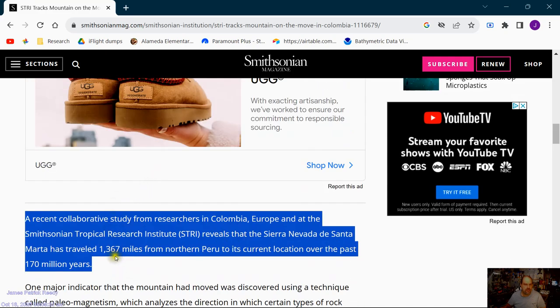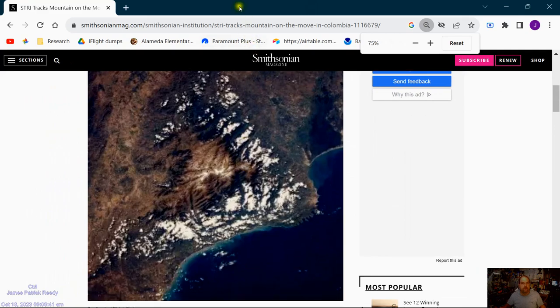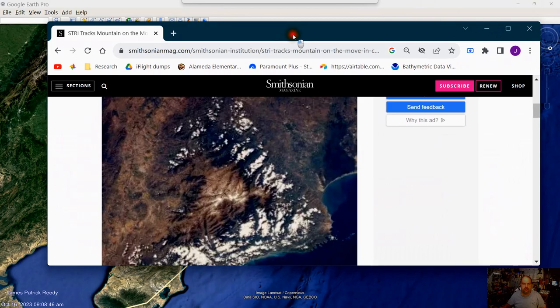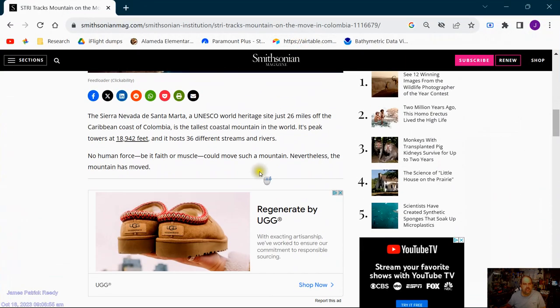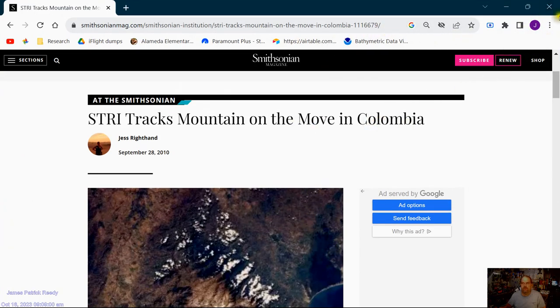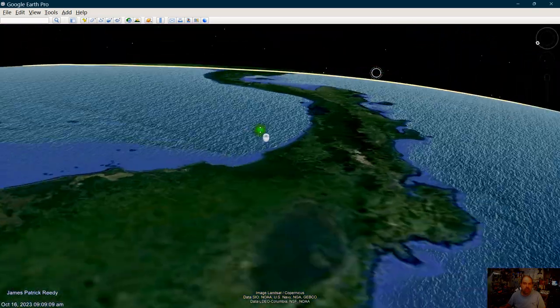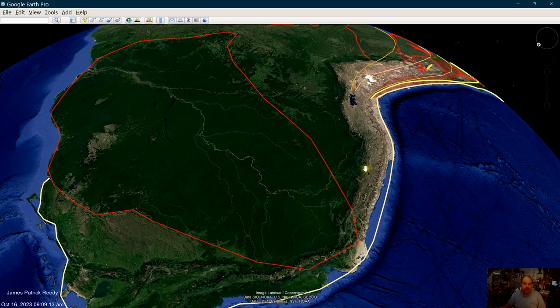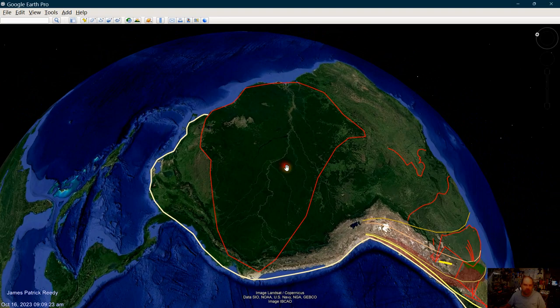Okay, so we have this 1,367 mile trek. I will show you the trek. Let's look at their picture. My picture, their picture. Anyways, we know what we're looking at here. We know who they say did this study. That was in 2010. It's been a minute. So there's an incredible rotation happening here. And the reason why it's happening is because it's believed by, my gosh, that's not the right, hold on. I hate using the word believe in this context.